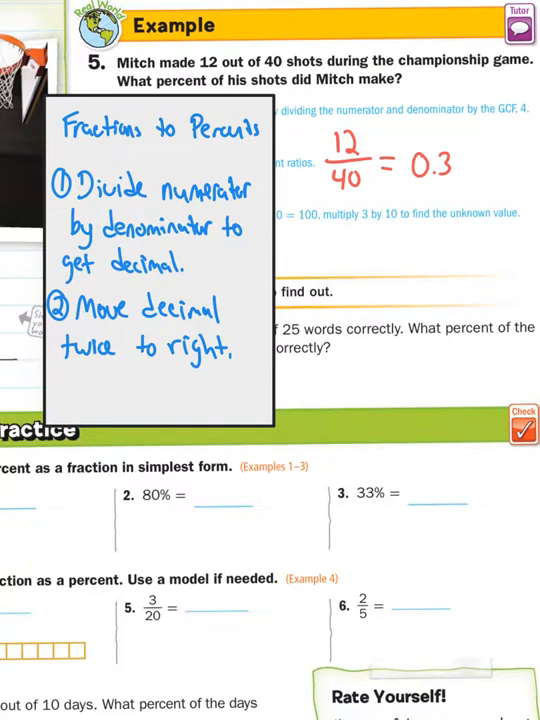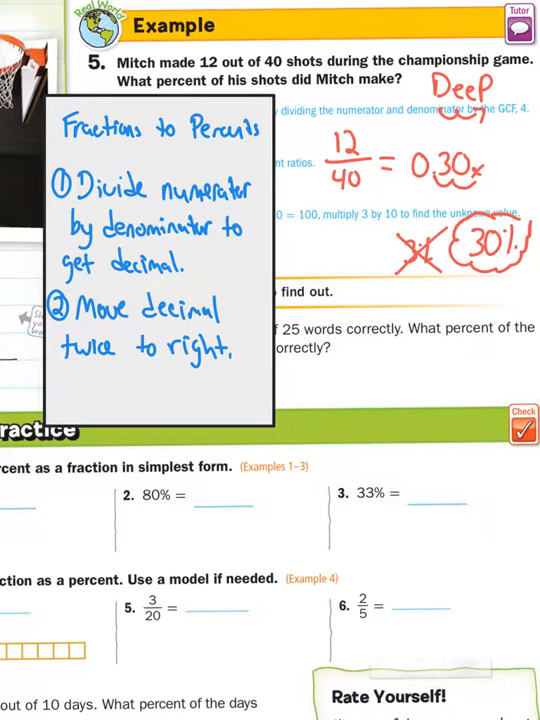Now in this one, be careful because a lot of people want to say 3%, but that is wrong. Remember, because of DEEP, you have to move the decimal twice to the right. So I actually have to add a 0 here before I move it twice to the right. And when I move it twice to the right, I get 30%, not 3%. So be very careful. Sometimes you have to add a 0.